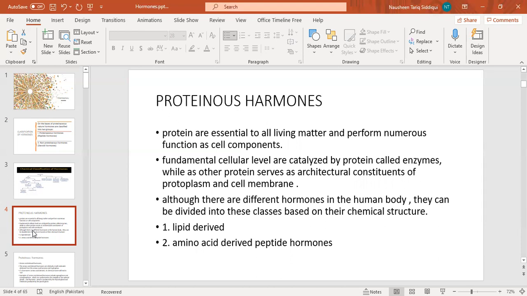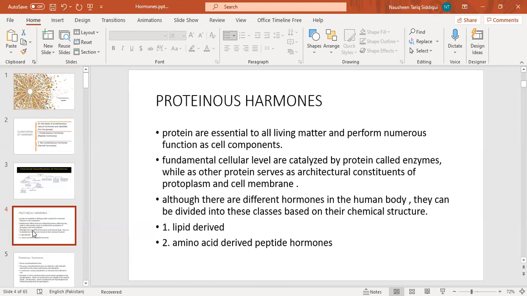While other proteins serve as architectural constituents of protoplasm and cell membrane, they are basically the building block of the structure of a compound. That's why they are called the architectural constituents, because they basically form the structure of a component or a part of a cell.